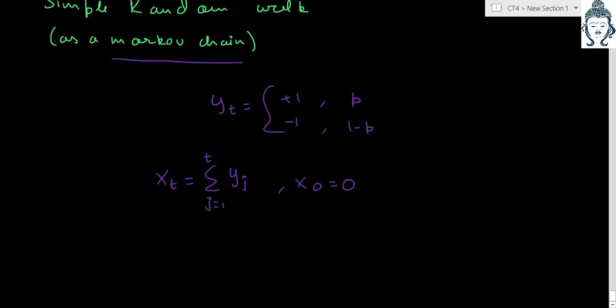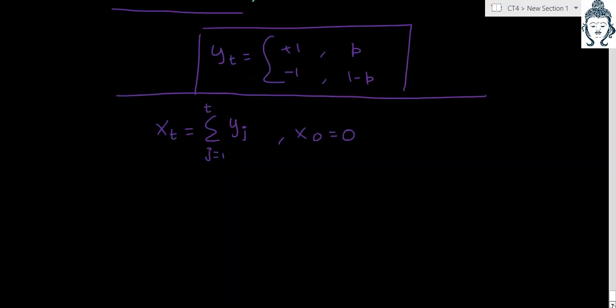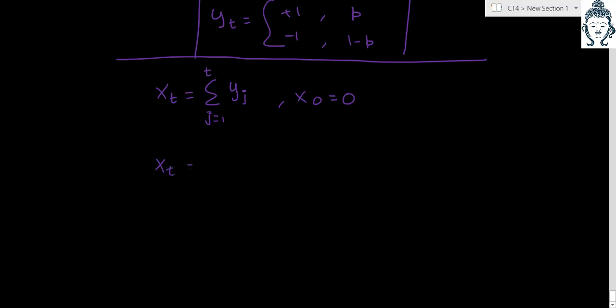So I've already discussed this simple random walk in chapter number 2, and I have given you 2 definitions for it. Either it can be seen as the sum of this white noise process, or you can see it as xt equal to, based on the previous value, xt minus 1 plus 1 with probability p, or xt minus 1 minus 1 with probability 1 minus p, right? This is what my simple random walk used to be. Now I'm going to show you that it is also a Markov chain.